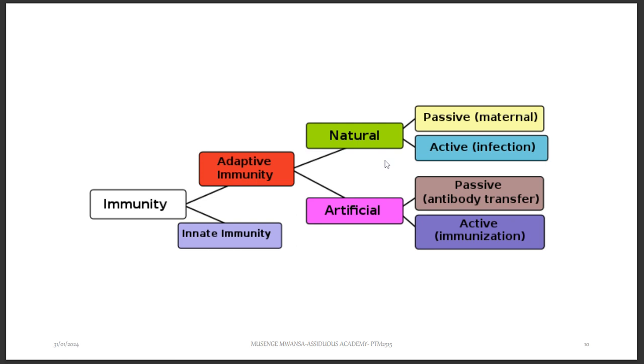Why is it natural? Because the mother produced it without her wanting. It was God who made it to be like that. Why is it passive? Because it moved from the mother to the child.